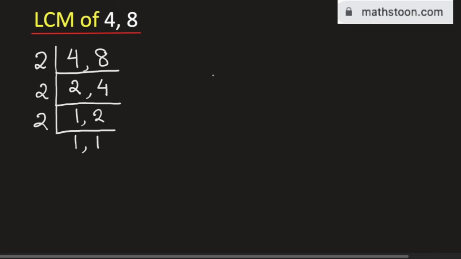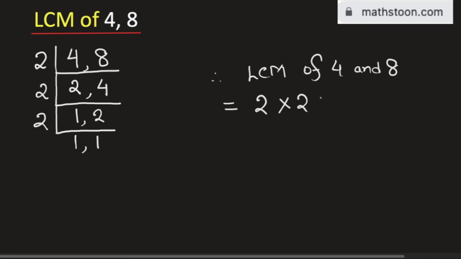Now finally, to get the LCM of 4 and 8, we have to multiply the numbers lying on the left hand side. So let's multiply 2 times 2 times 2, which is equal to 8. And this is our final answer.